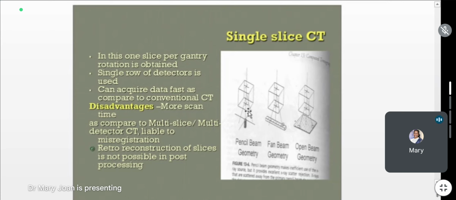So here are the pictures: pencil beam geometry, fan beam geometry and open beam geometry. We have seen all these things. So we have seen the fundamental principles, and now we are seeing its applications, where it could be of use, and what makes it more feasible or more preferable or less preferable for different purposes.